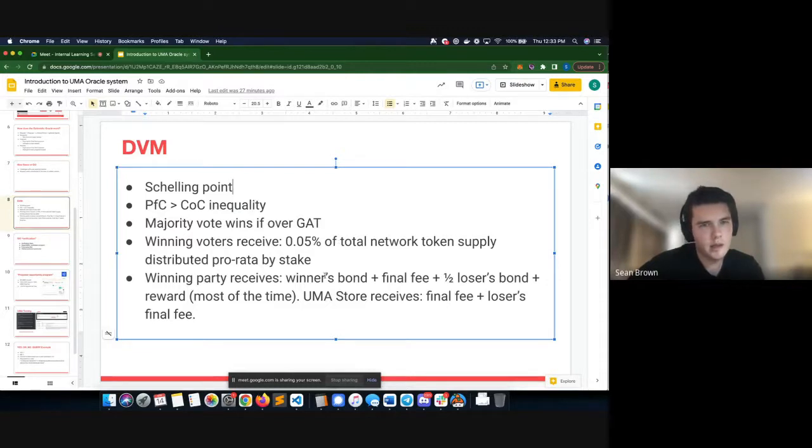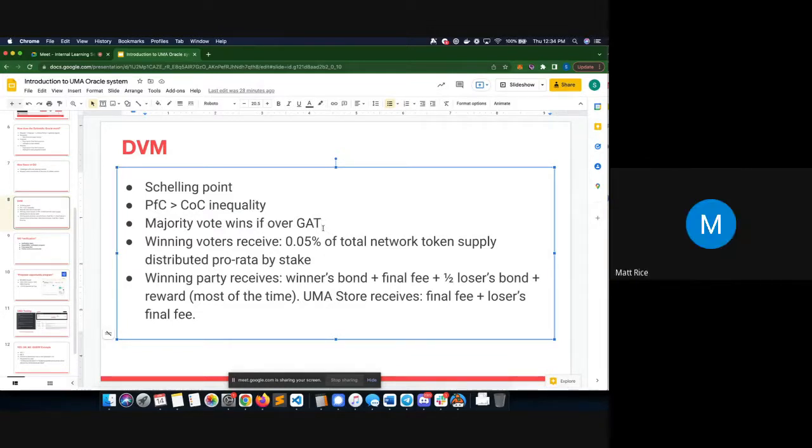And the winning vote is whatever the majority vote would be. So it doesn't have to be 51%. It's just whatever the largest percent vote is, as long as, actually, I'm not sure what the answer is here, but is it as long as the majority vote is over the GAT, or just the total voter participation?